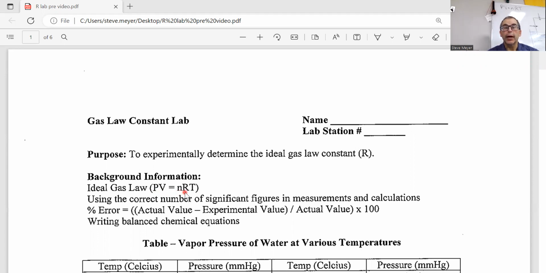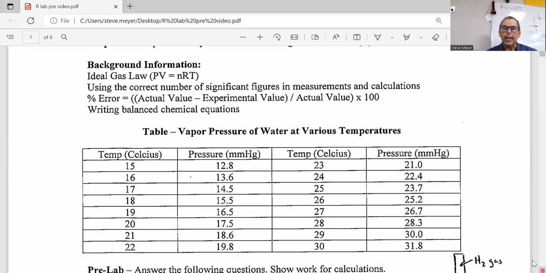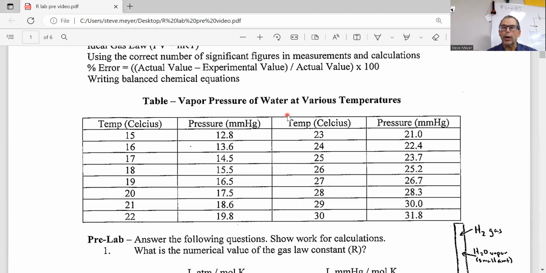R is what we're trying to find out, and then we're just going to use a thermometer to record the temperature. So we're going to know P, V, n, and T, some with direct measurements, some with indirect measurements. But if we know all four of those things, then we can determine R for our experiment. And that's what the plan is. Okay. Here's a table here with some vapor pressures for water. We're going to come back to that at some point. So you're going to be seeing that.